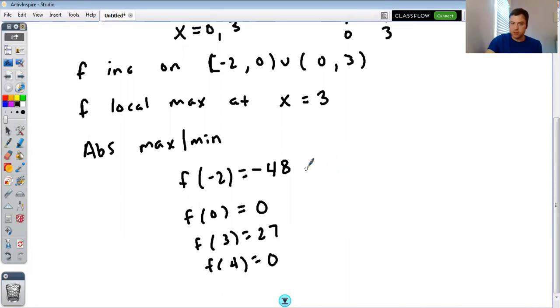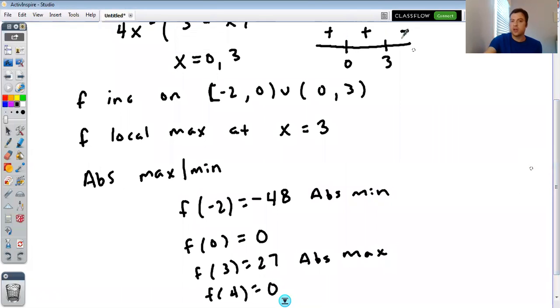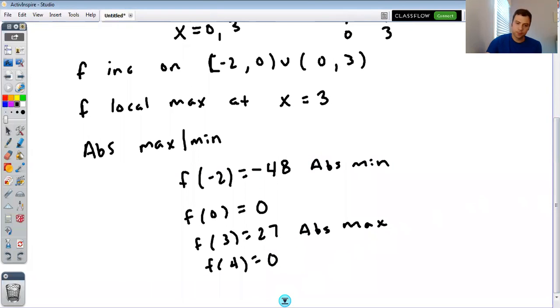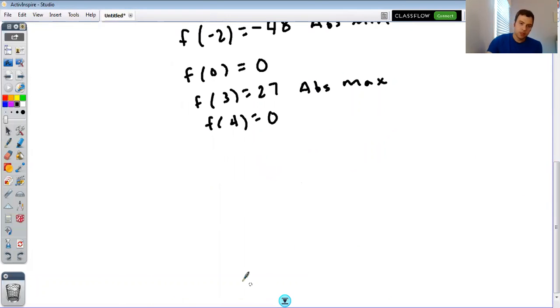So we can clearly see that this is my absolute min, and this is my absolute max. And you probably could have determined that 3 was going to be the absolute max from our sign change chart here, because we were strictly increasing until 3 and then decreasing after 3. Okay, moving on to the second derivative now, and what that will tell us.